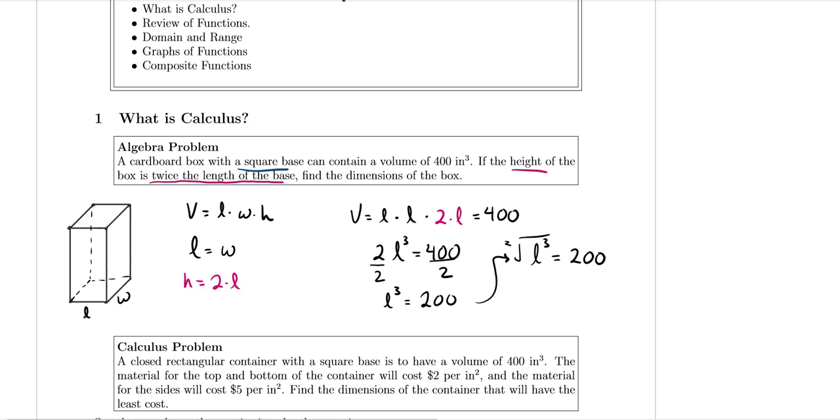Cube root, cancel, cancel. But if we take the cube root on one side, we have to take the cube root of the other. So there we go. The length should be equal to the cube root of 200. I don't know exactly what it is, but it's just some number. So the length is the cube root of 200 inches. Let's not forget our units.